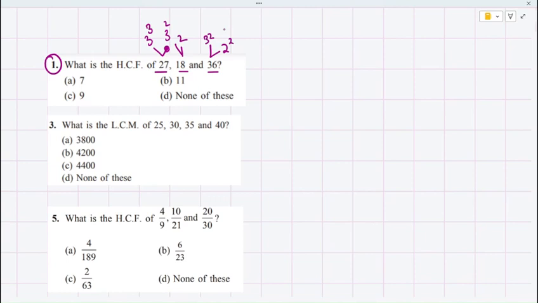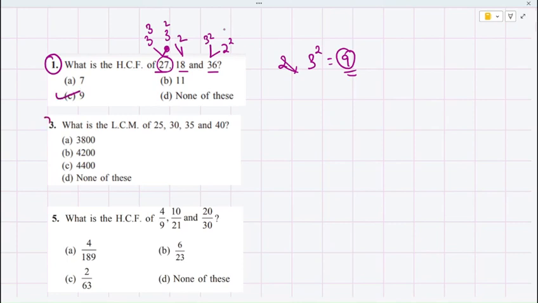So writing down the common bases. So common base, तीनों में common base सिर्फ 3 है. In this we do not have 2, right? So it will be 3. And the least power of 3 in each case is 2. Which means 9 is the answer to this question. So HCF of 27, 18 and 36 will be 9.